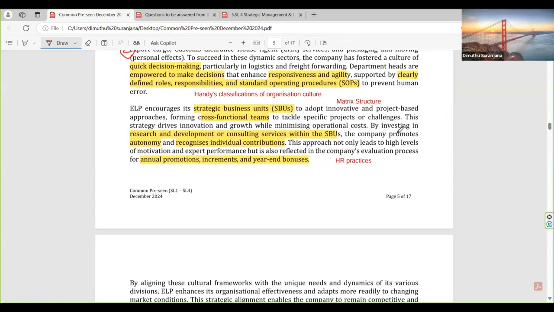Then ELP encourages its business units to adopt innovative and project-based approaches, forming cross-functional teams to tackle specific project challenges. So matrix structure comes into play here, right? The strategy drives innovation and growth by minimizing operational costs, by investing in research and development of consulting services within the SBU. The company promotes autonomy and recognizes individual contribution. This approach not only leads to a high level of motivation and performance, but it also reflects in the company's evaluation process for annual promotion, increment, and year-end bonus. These are HR practices, right?